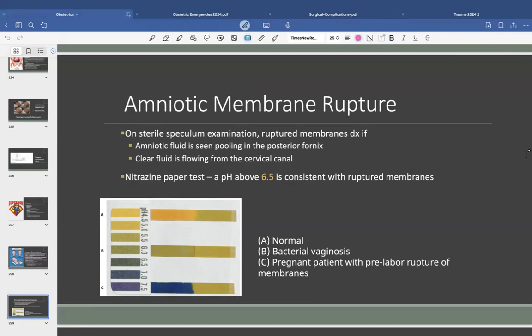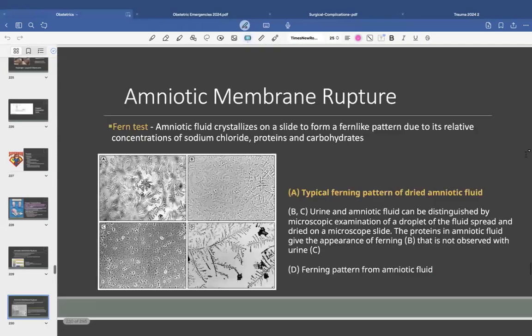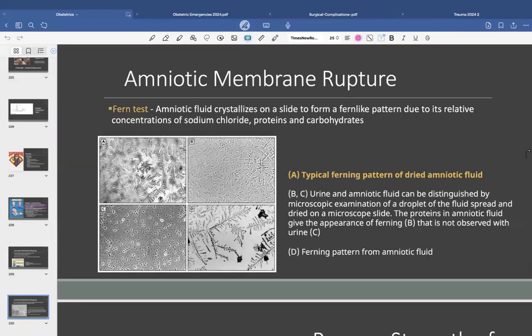Another test is called the Fern test. And the Fern test basically looks under a microscope to see what the fluid looks like, and that looks like little fern leaves, that is consistent with dry amniotic fluid.